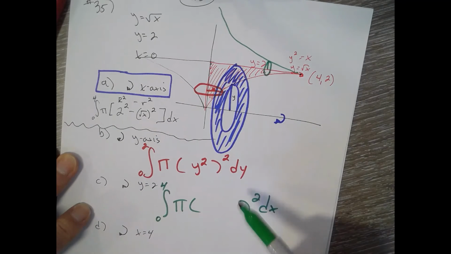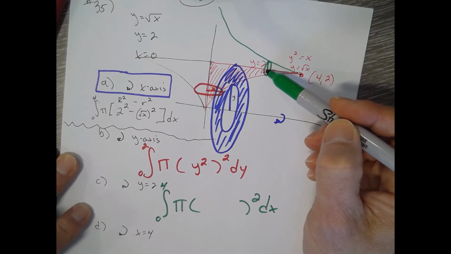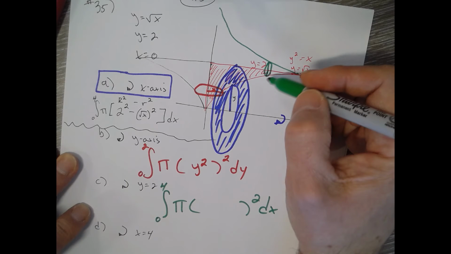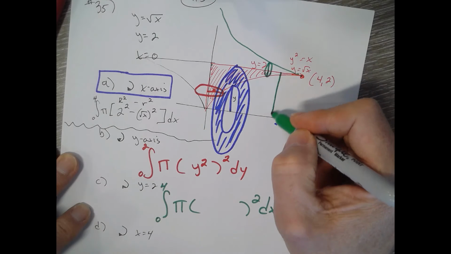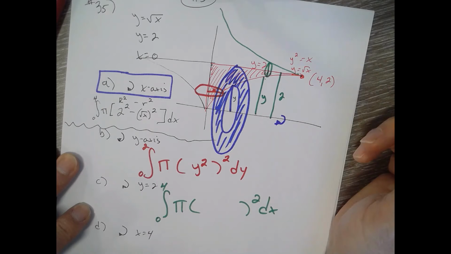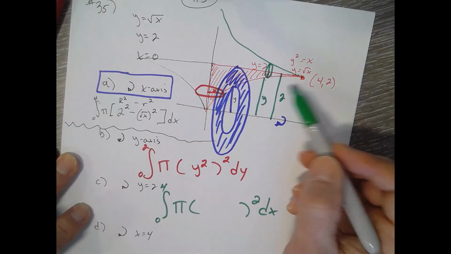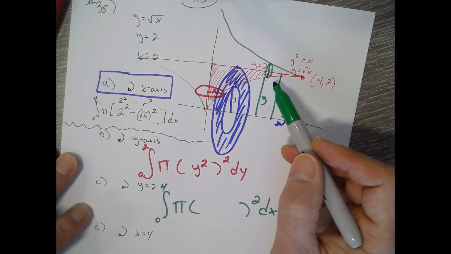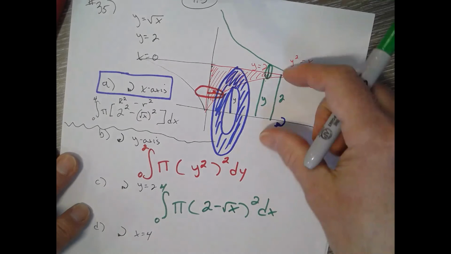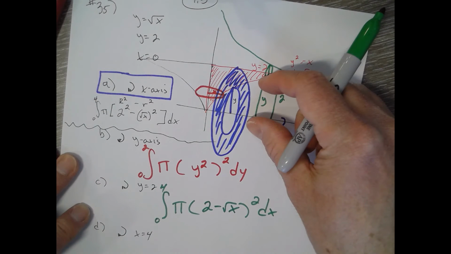So now we need to represent this radius. There's a radius right there. So that radius, we know that this whole height is always going to be 2, and this height is going to be y, but we want y as the square root of x, so it'll be 2 minus the square root of x. That's my radius. The whole minus the part is this radius right there.